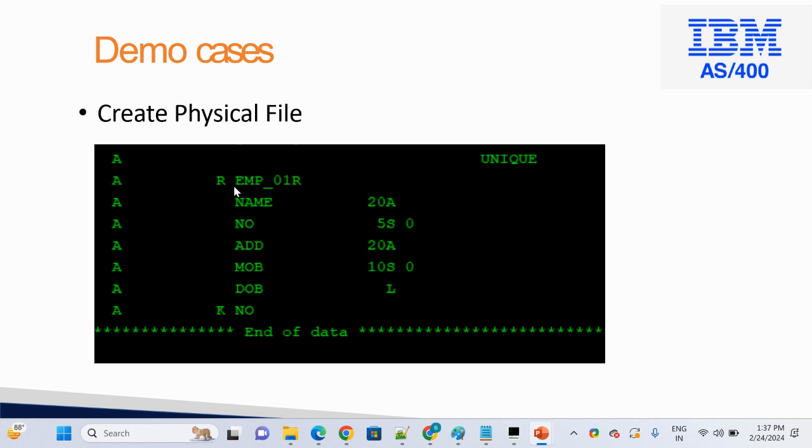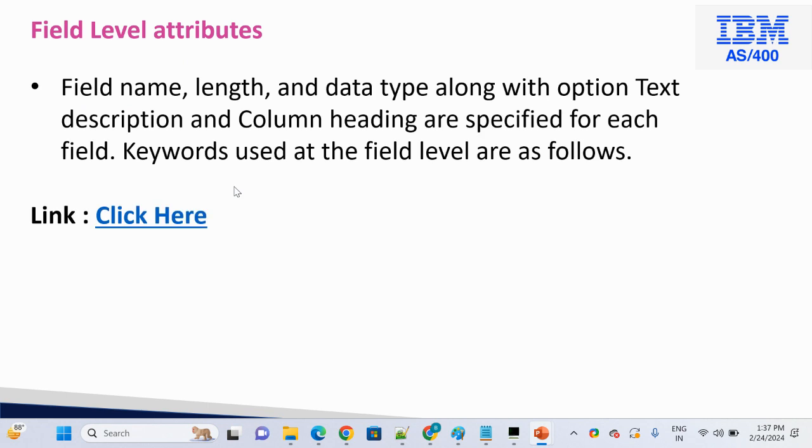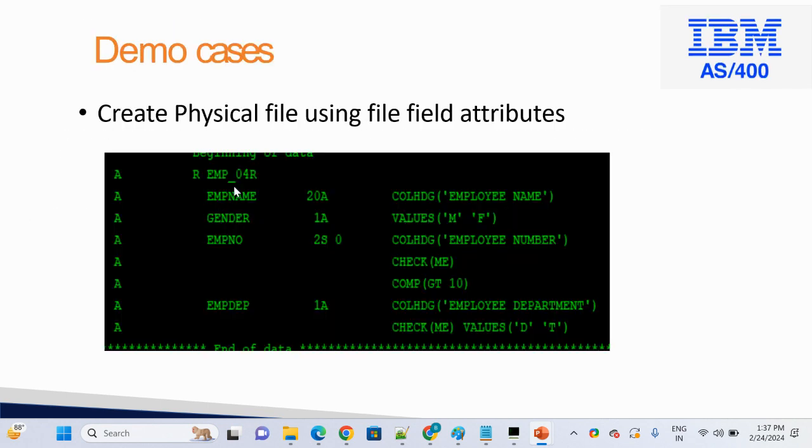I want to see some meaningful column names. Instead of name, I want to see the employee name. Instead of only number, I want to see the employee number. I want to see meaningful names, or there is a number, right? Or if there is any other physical file. Okay, you can see this is another physical file.